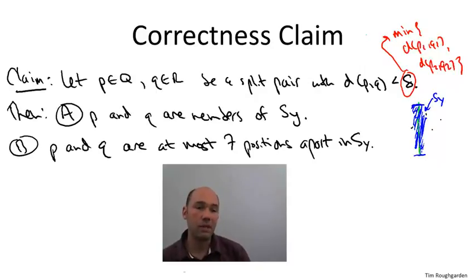There are two claims. First of all, both p and q, the members of the split pair, survive the filtering step. They make it into the sorted list S sub y. And second of all, they will be considered by that double for loop, in the sense that the positions of p and q in this array S sub y differ by at most 7. So that's the story so far. Let's move on to the proof.